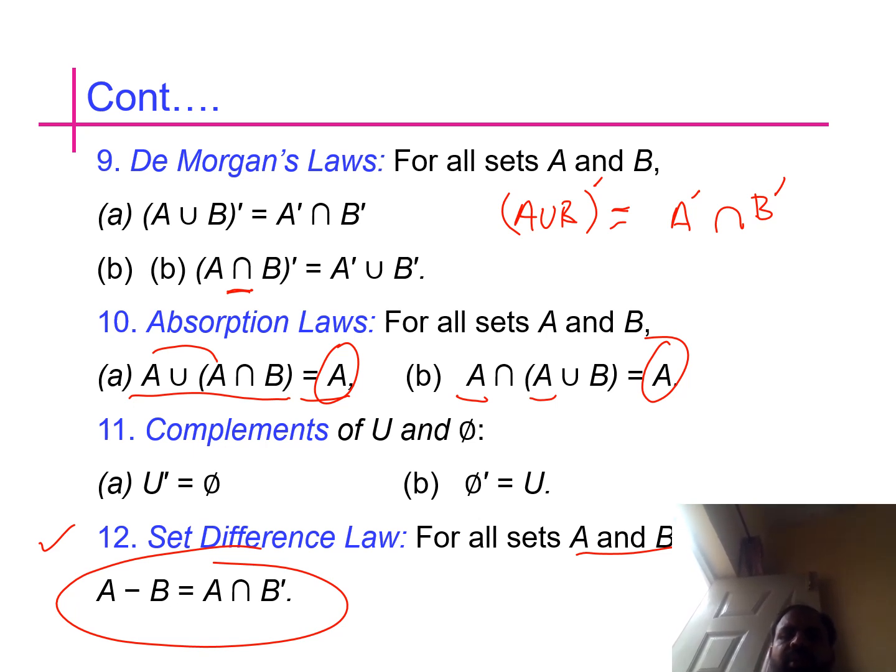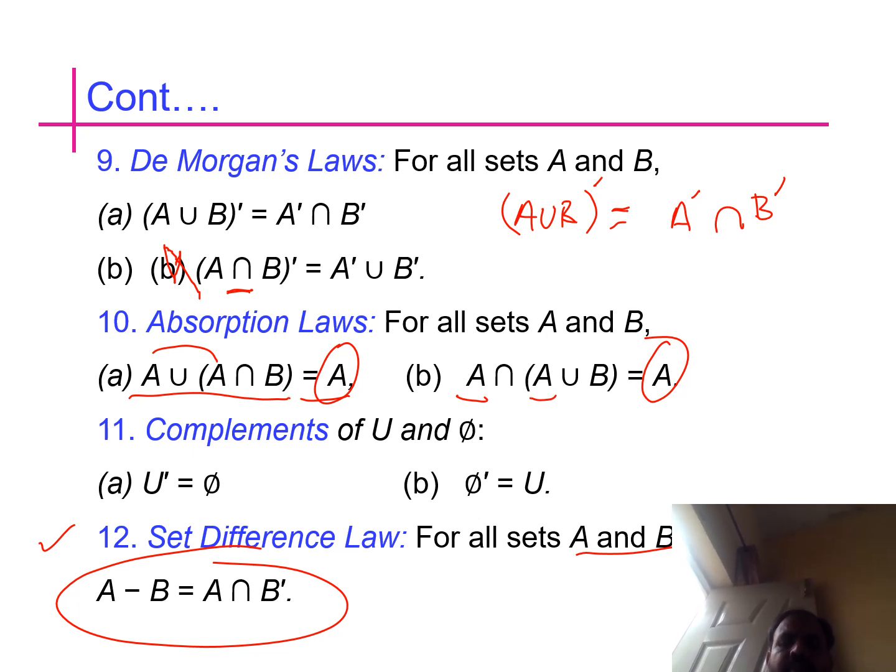De Morgan's laws. For all sets A and B, (A union B) complement is equal to A complement intersection B complement, and in the second part, (A intersection B) complement is equal to A complement union B complement. So this is for part B. You can ignore this B.